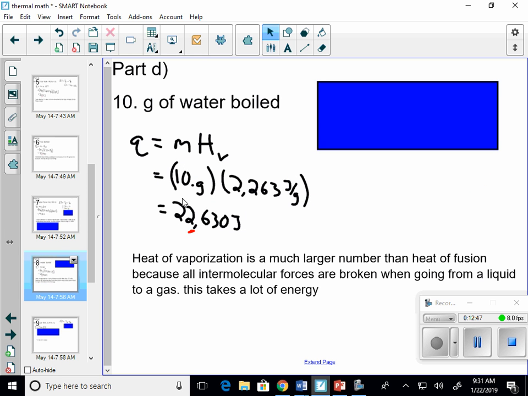Big value, 22,000 plus joules. It takes a lot of energy to boil something, to vaporize something, to make it go from a liquid to a gas, to break apart, in this case, hydrogen bonding.